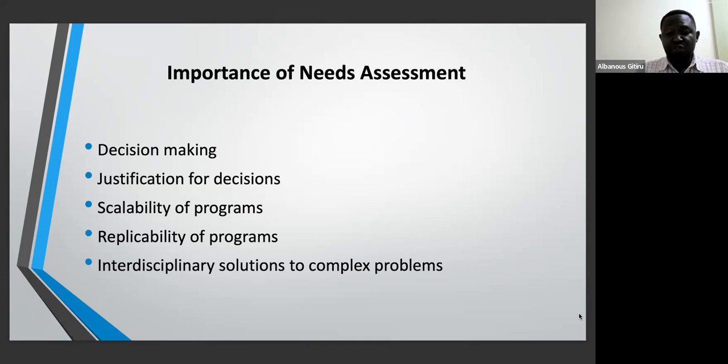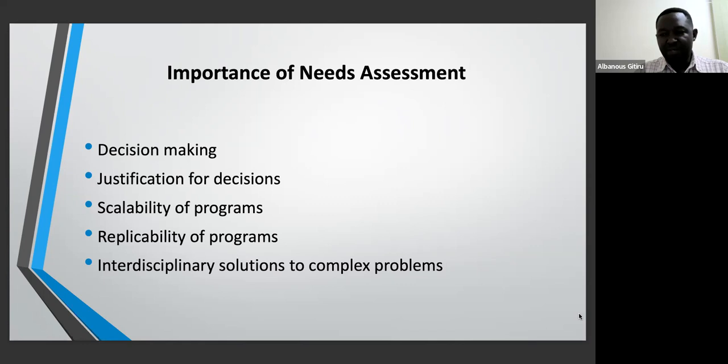So having understood what the needs assessment is and how this needs assessment is conducted within a program or project framework, we would need to also now move to the other part of why would we do the needs assessment? Why is needs assessment important in organizations? You can see my first bullet, very critical in decision making.